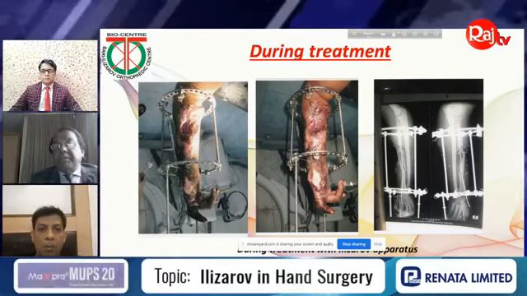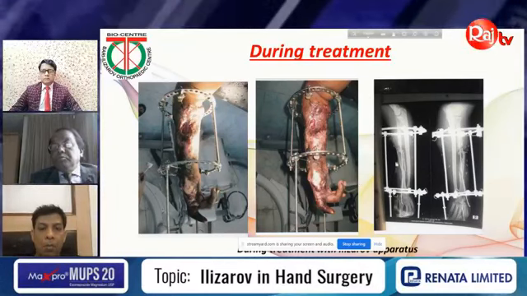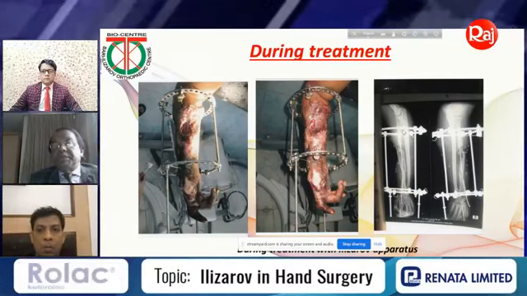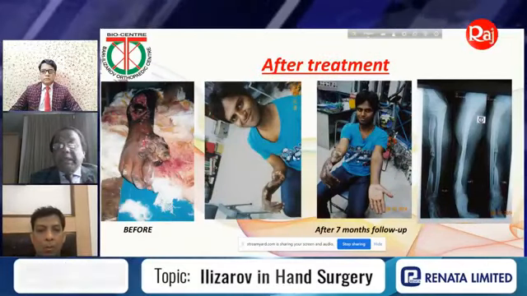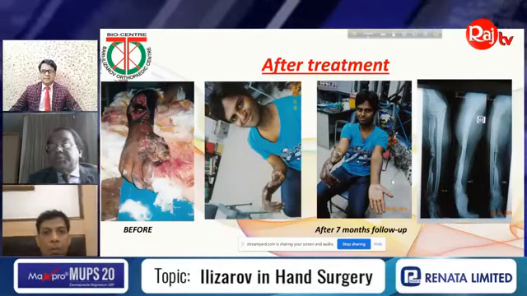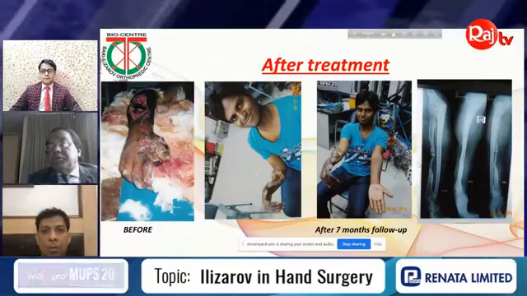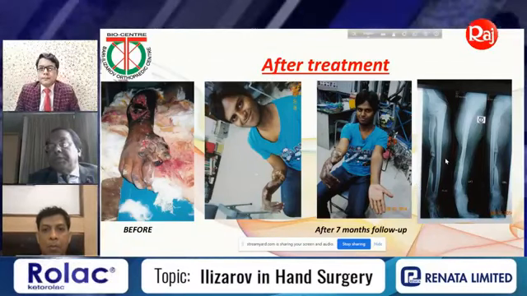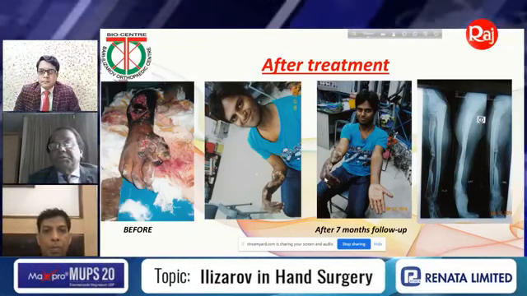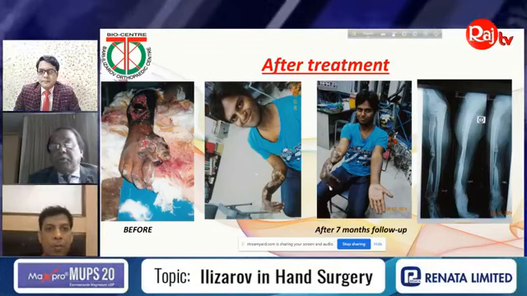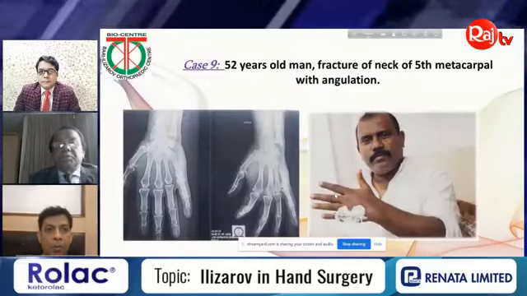Thumb was like that, and then 2 rings here initially, and gradually we treated this one. And as a result, what happened, you can see here. Initially it was a little bit of non-union, and then healed later on. And this was the situation of the hand overall after 7 months follow-up.